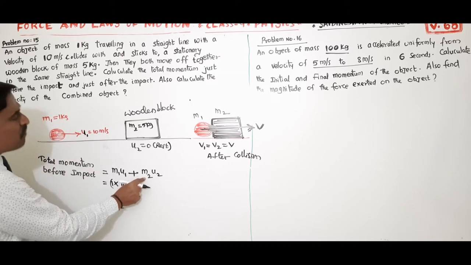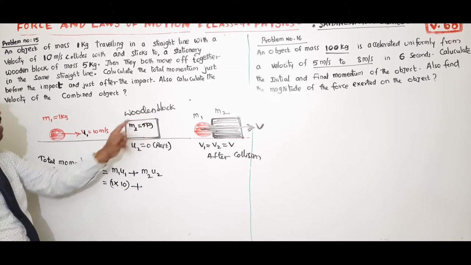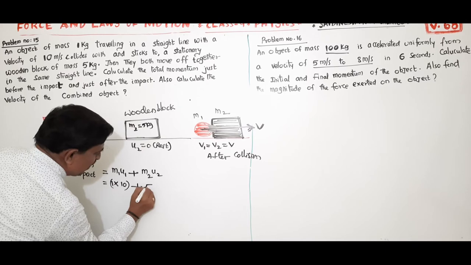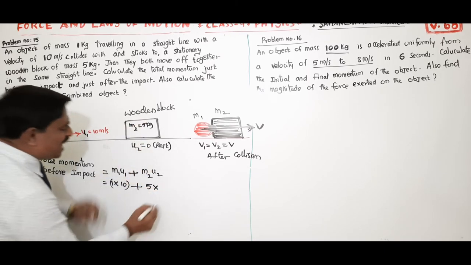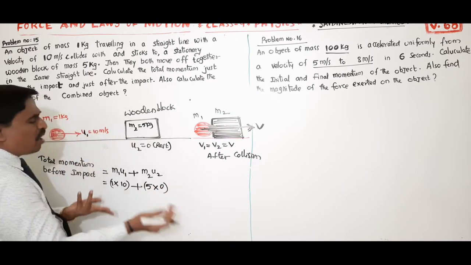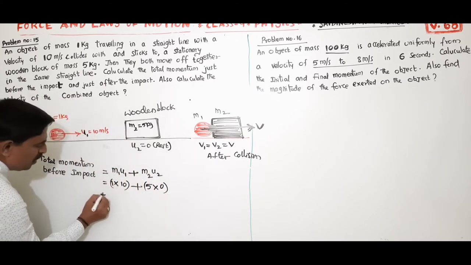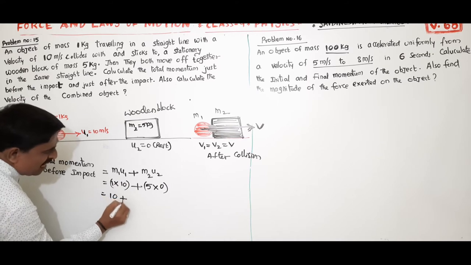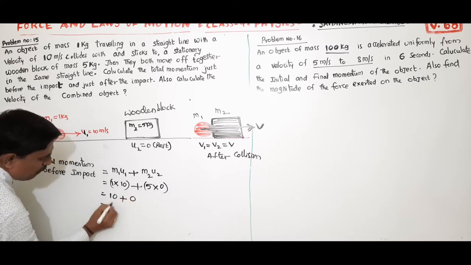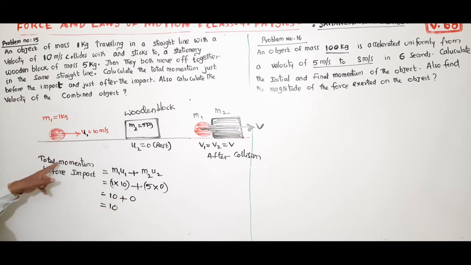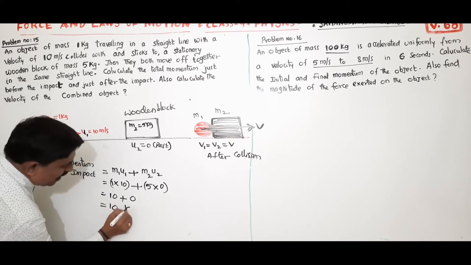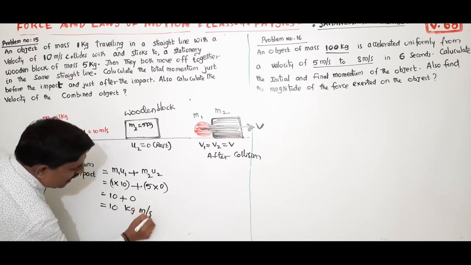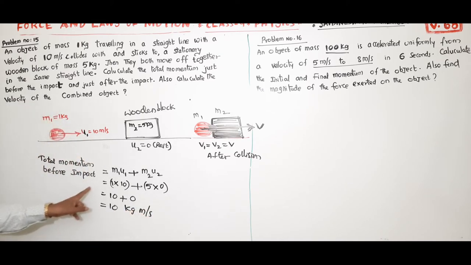Plus mass of the second body. Second body means wooden block. Mass of the second body is 5 kg. Now this wooden block is initially at rest, so initial velocity is 0. Rest means not moving. 1 into 10 is 10. 0 into anything is 0. 10 plus 0 is 10. This is the total momentum before the accident. Momentum unit is kg meter per second. It is the total momentum before impact.